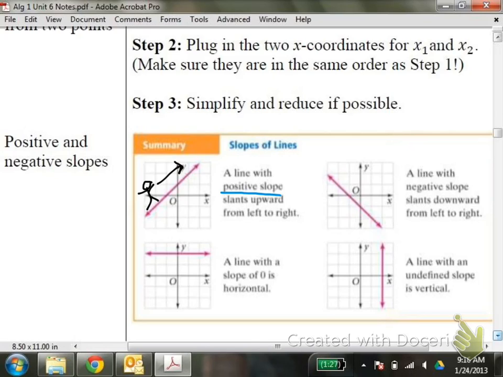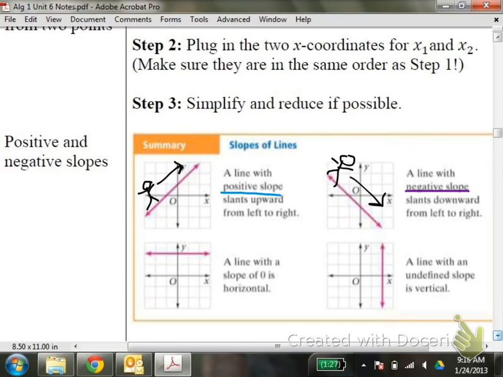Okay? So if the line is slanting the other way, going downward from left to right, we call that negative slope. So which way is our little man walking if he is on this line? Downhill. Downhill would be negative slope.